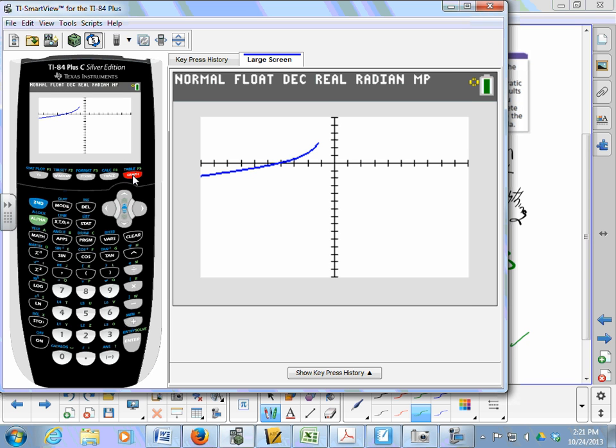Oops. If your calculator works. All right, mine froze. Nice. Technology. Great when it works, isn't it?